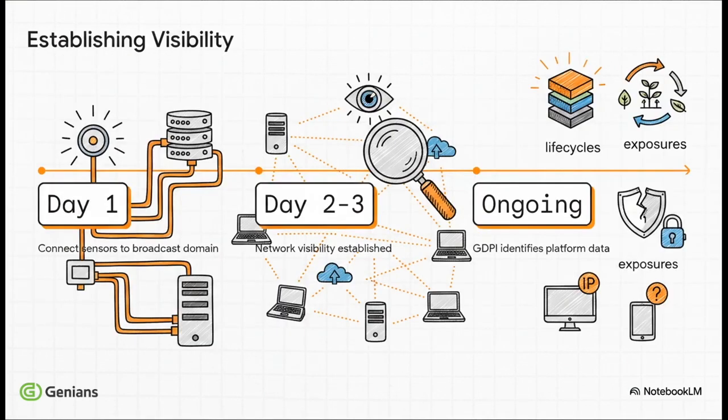In Stage 1, administrators just connect the sensors without making any changes to switch configurations. The initial inventory is usually complete in 2 to 3 days. Genian's Device Platform Intelligence, or GDPI, identifies the exact platform, its end-of-life status, and specific CVE vulnerabilities per device. Keep in mind, just because a device is unknown doesn't mean it's malicious. An unknown device sitting on a flat network indefinitely is a totally different problem than active malware. Identification is always the first step.